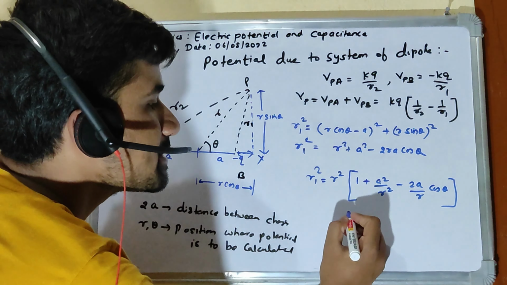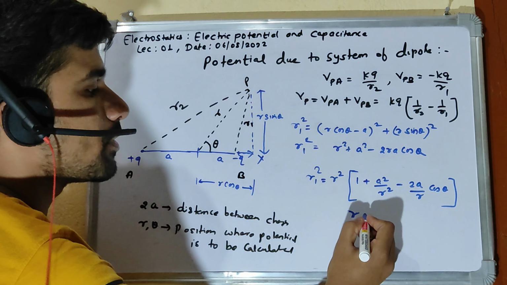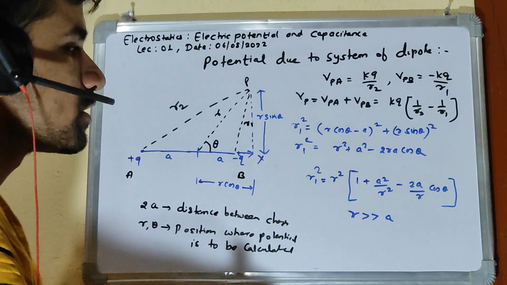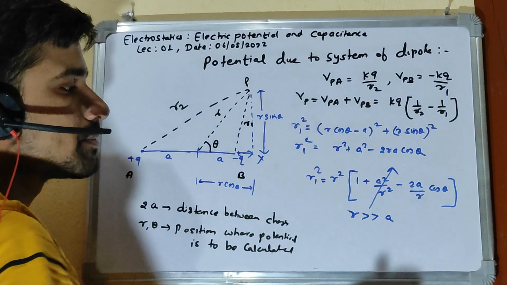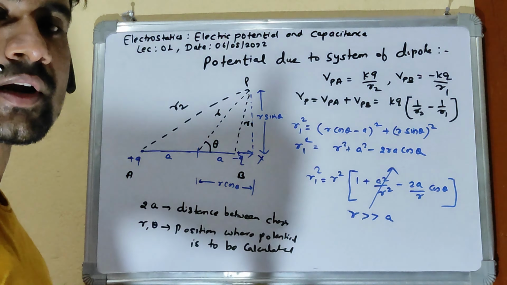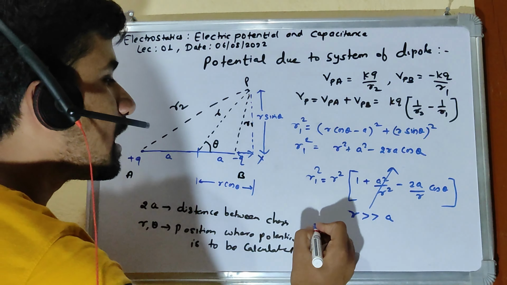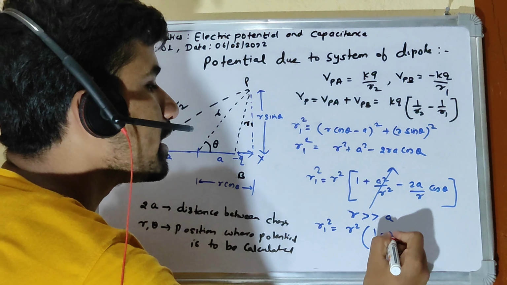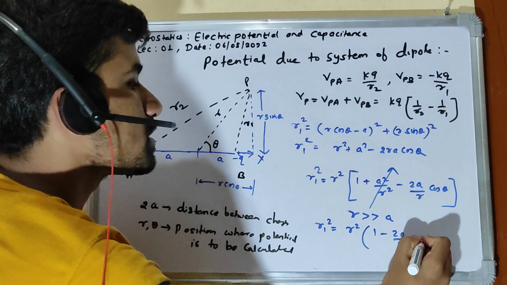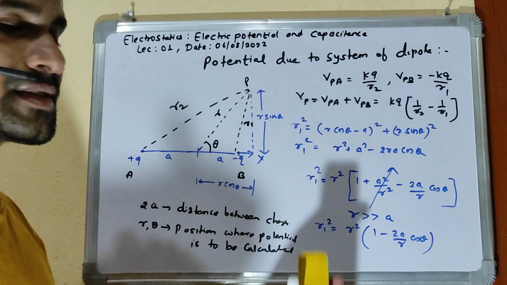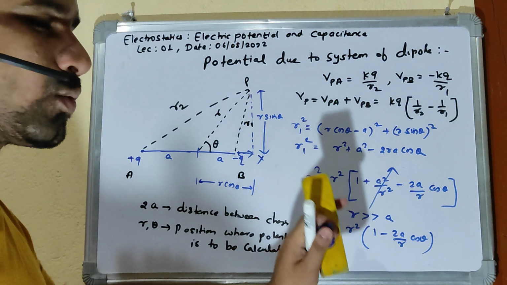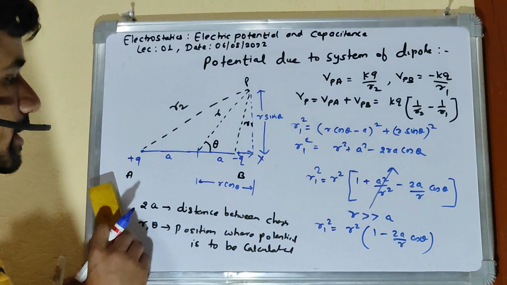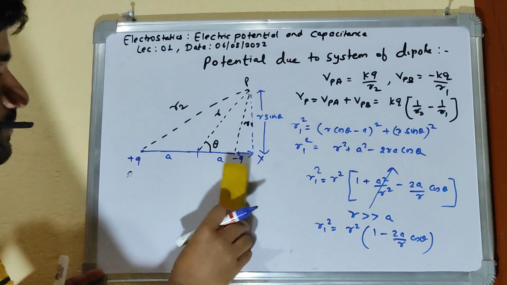Generally, we say that the distance where we are calculating the field is very, very much greater than the distance between the charges of the dipole. So this A square by R square term will become negligible. So what is R1 now? R1 square is nothing but R square into 1 minus 2A by R cos theta, right? Okay, let's simplify this a bit more.